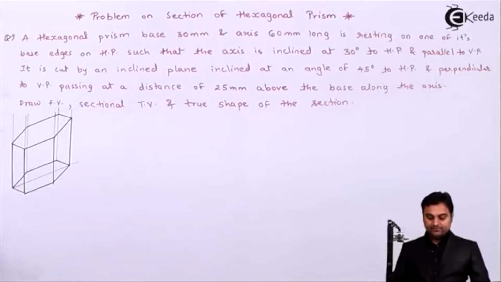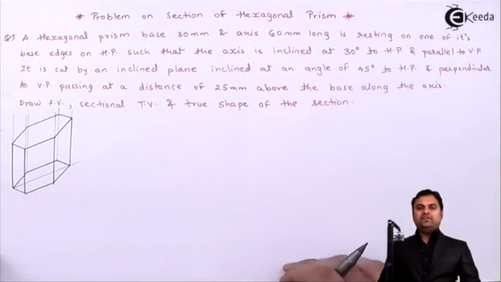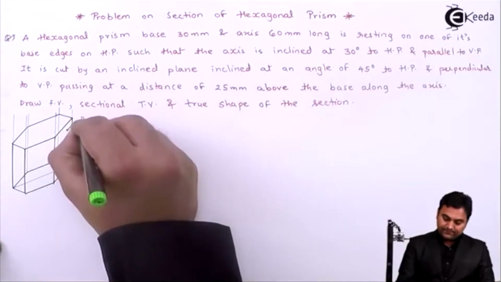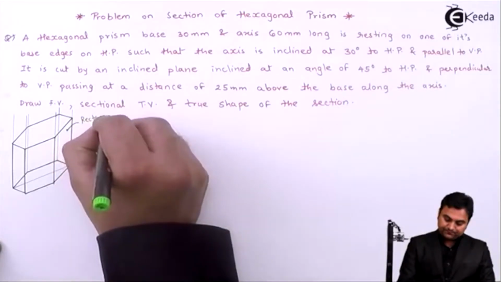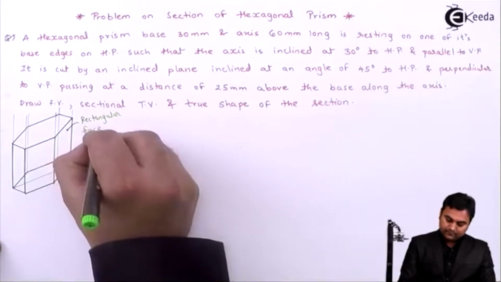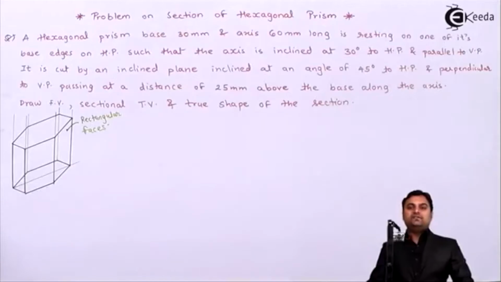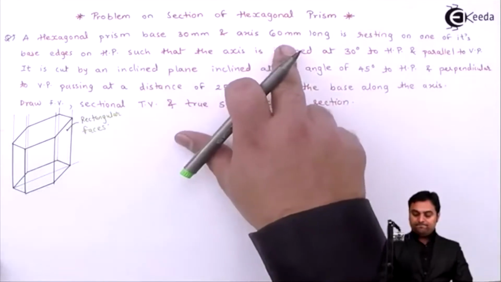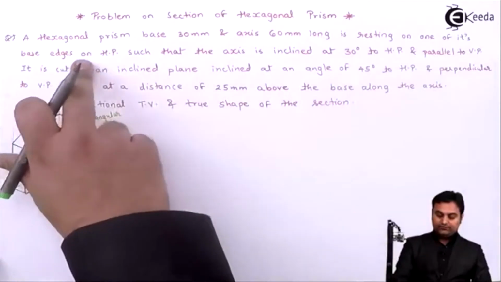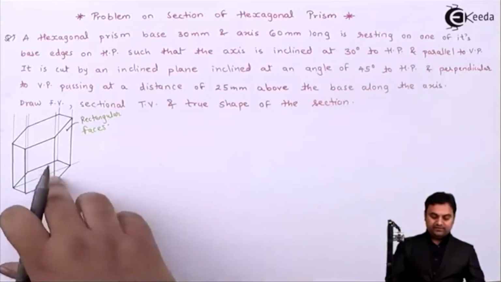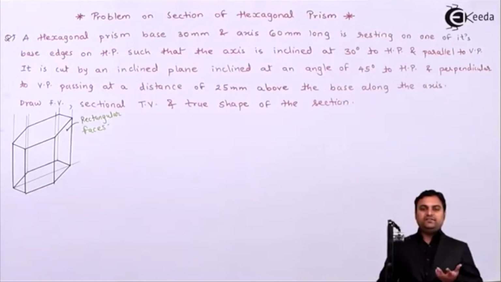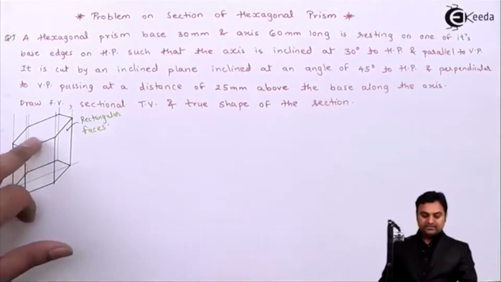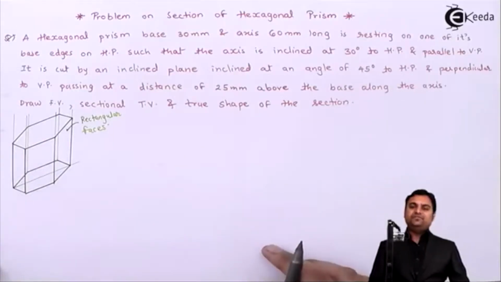So here is a hexagonal prism in which the top and bottom is in the form of a hexagon, that is called as top face and bottom face. Next, it is having rectangular faces, and since it is a hexagonal prism, there are 6 rectangular faces because of 6 sides. Now the condition is hexagonal prism base 30 mm and axis 60 mm long is resting on one of its base edges on HP. On HP means this hexagonal prism is kept in HP, that is in the ground, and if we look from top, then we are going to see this hexagon. That means this hexagon will be drawn in HP. So let us get started with the problem.